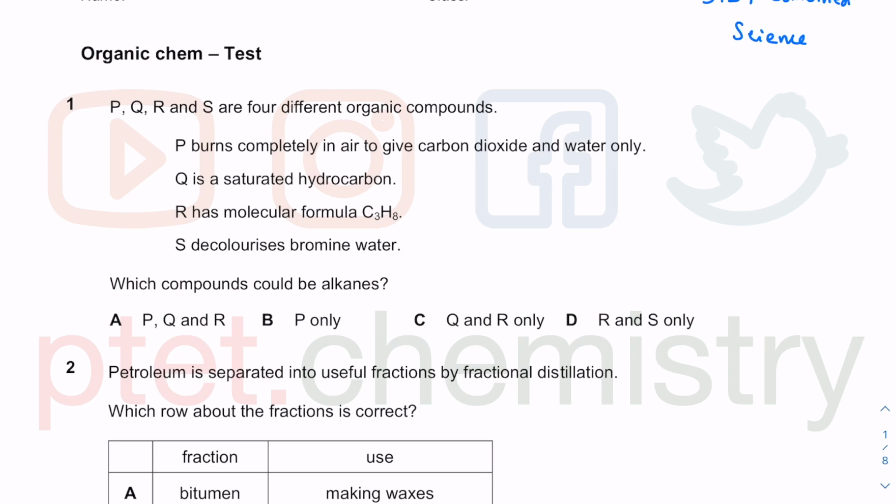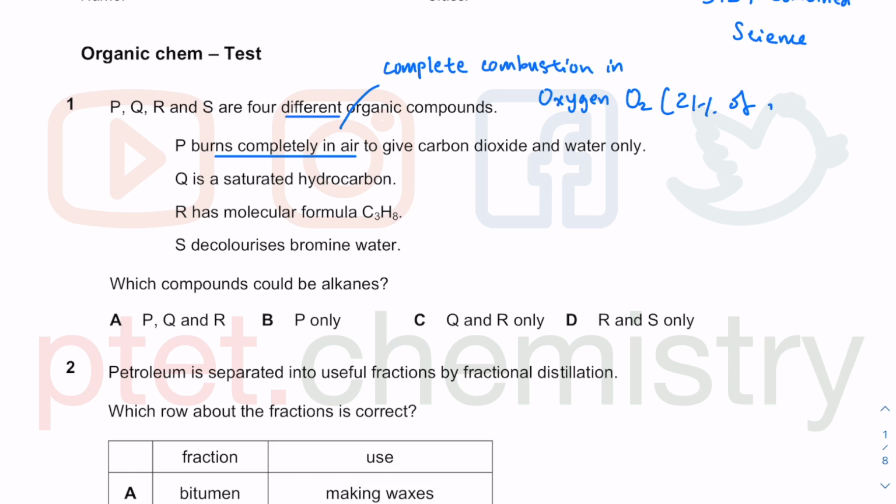In this first question, we have P, Q, R, and S. There are 4 different organic compounds. So P burns completely in air. So this is basically complete combustion. And when they say air, air is a mixture. So this is complete combustion in oxygen, which is around 21% of dry air. This is from the environmental chemistry topic. To give you carbon dioxide, the formula is CO2. Water, the formula is H2O. These are from year 9 chemical formula topic.